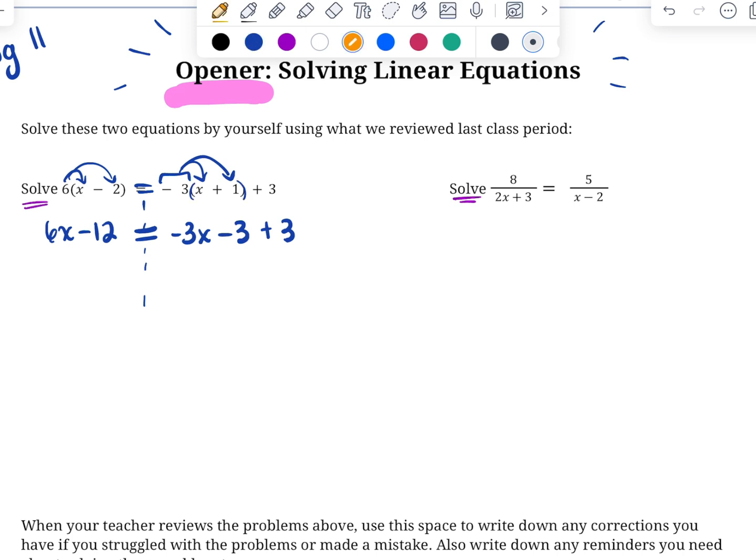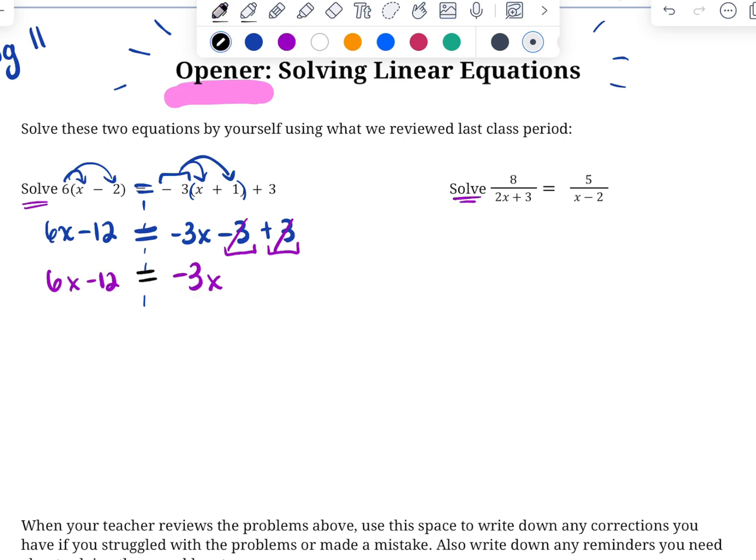All right. Now, the next thing I like to do is clean up anything that goes together. Like these two terms right here, this -3 and this +3, I am going to add them together, and it turns out they add up to 0. So now I have 6x minus 12 equals -3x.